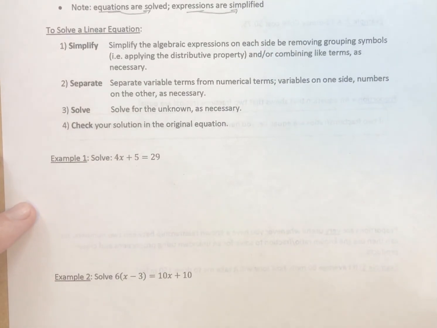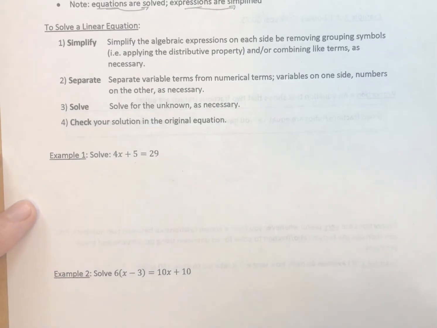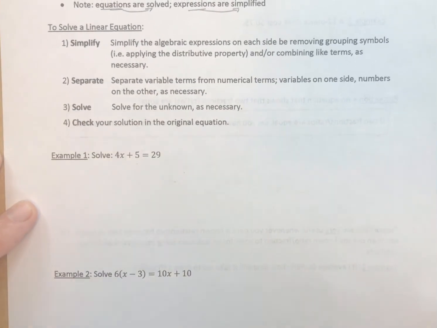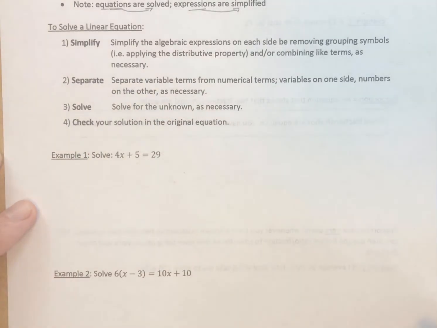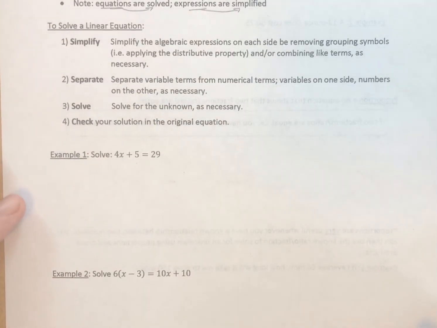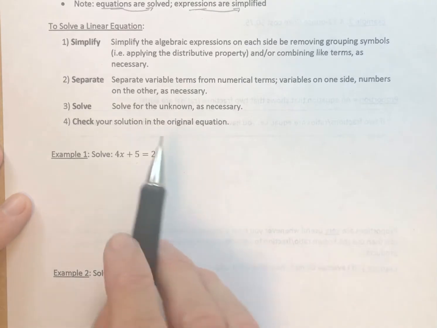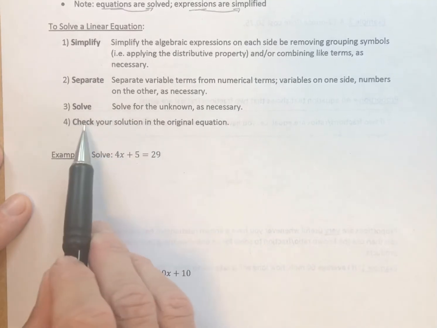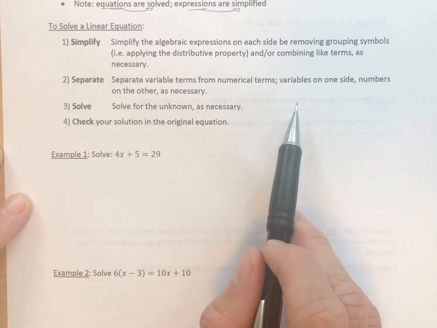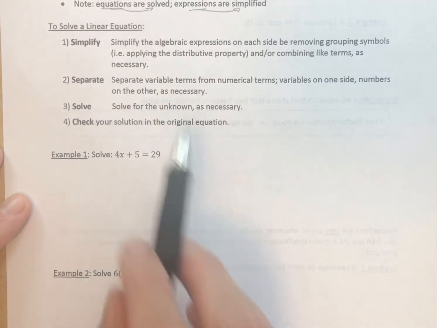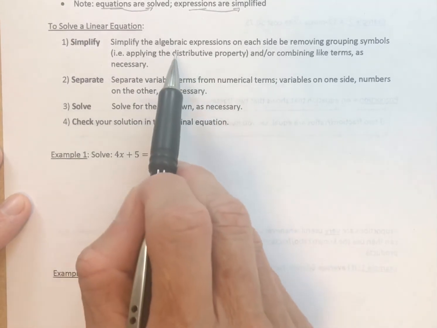So how do we solve a linear equation? Well, we'll take a look at the steps you've probably seen before. And these are, of course, as necessary. You may not have to do all these steps. Step 4 you should always do, but it depends upon what your equation looks like, and we'll do a couple of examples as to whether or not this step is necessary.